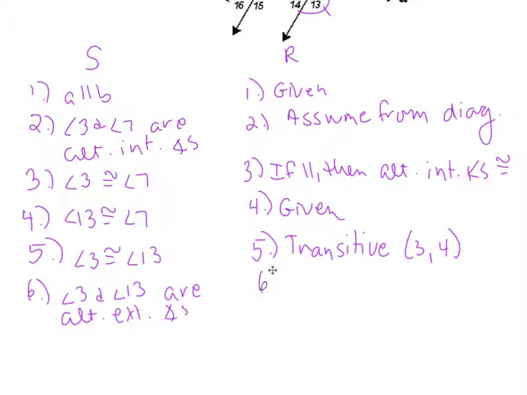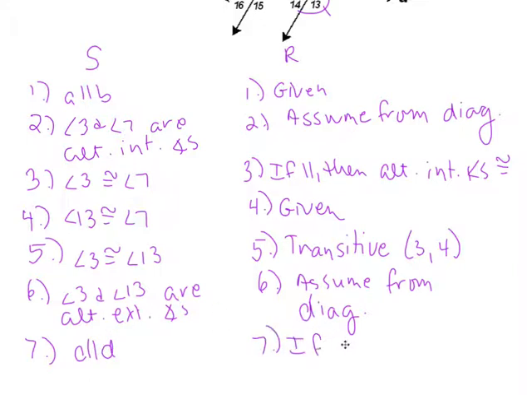And the reason for that is assumed from diagram. And finally, I'm able to say that line C is parallel to D. And the reason for that is if alternate exterior angles are congruent, then lines are parallel. So there you have it, a complete proof.